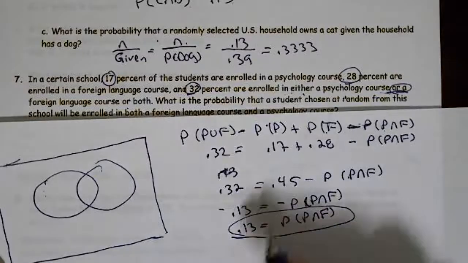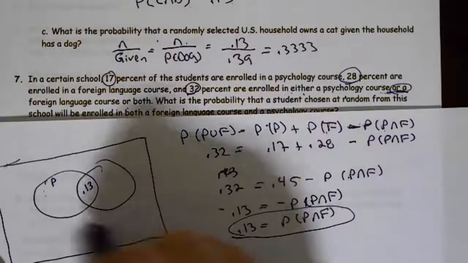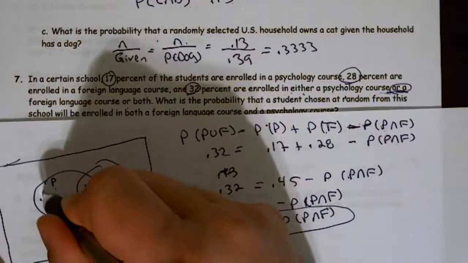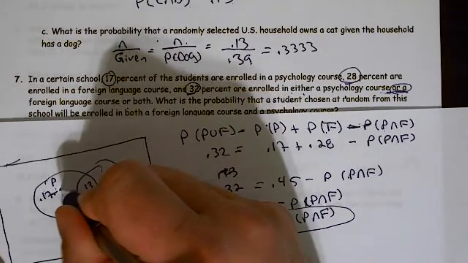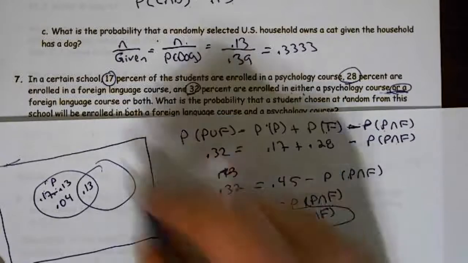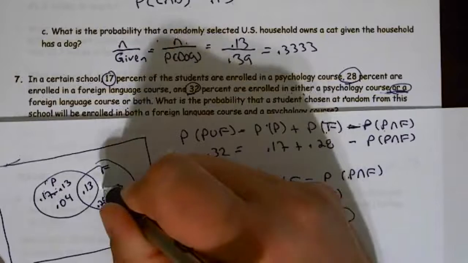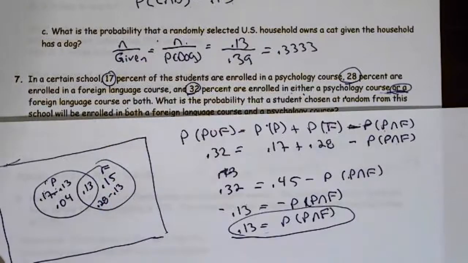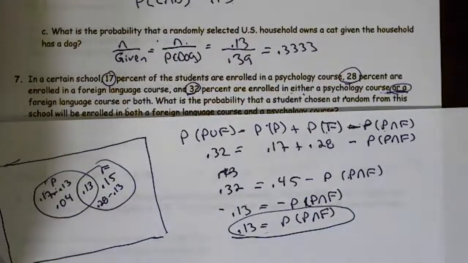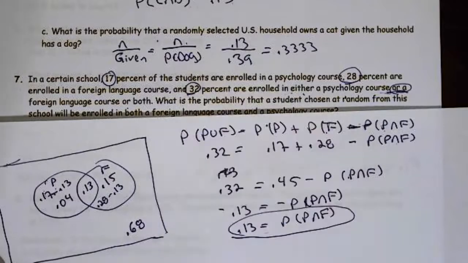We solved this and we got 0.13 for both. Psychology, so this has to add up to 0.17. So 0.17 minus the 0.13 means 4% are in psychology only. This is foreign language. 0.28 minus 0.13, so 0.15 are in foreign language only. And it turns out that 68% are in neither.